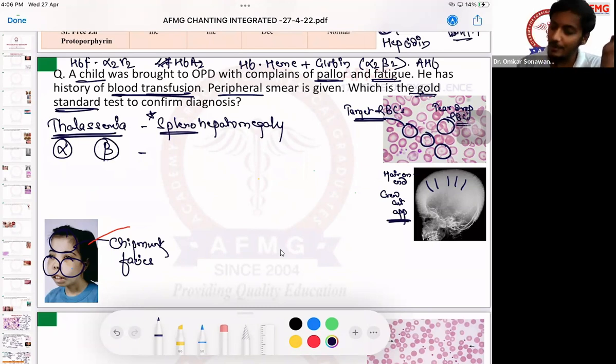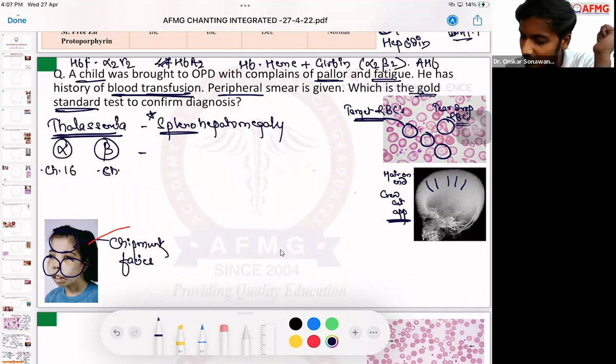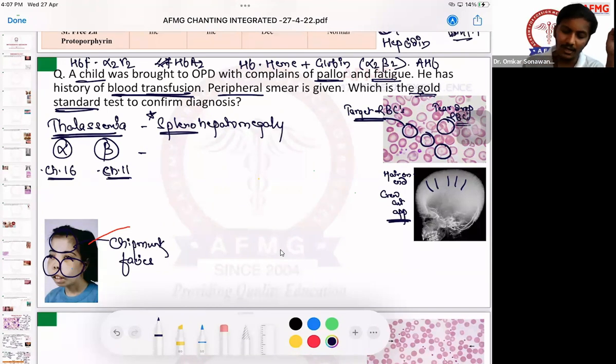Alpha globin gene is located on chromosome number, and beta globin gene is located on chromosome number? So alpha globin gene is located on chromosome number 16, whereas beta globin gene is on chromosome number 11.